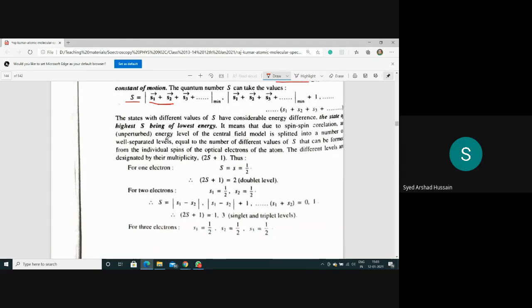And another important issue: due to interaction between spins of more than one electron, you will have different capital S values. In that case, the state having the highest capital S is the lowest energy. So you remember, the highest S being the lowest energy.